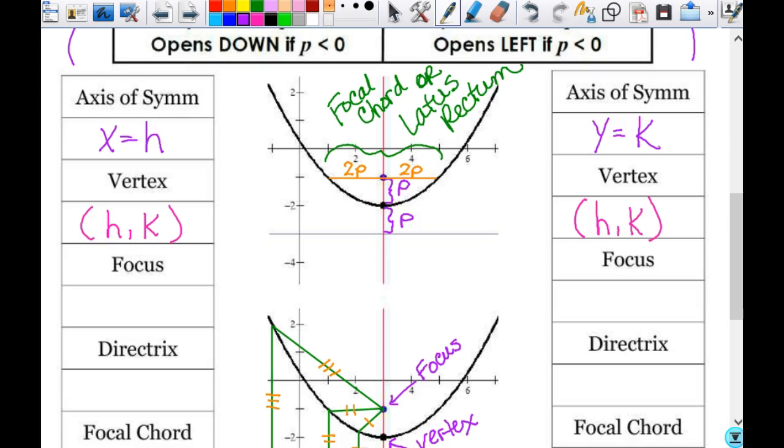So then let's look at the focus. We can look at this picture of mine. You can look up the one that's labeled, but we know that this is the vertex, right? And this right here is (h, k). Right? So this right here is (h, k). I'll go ahead and label mine.